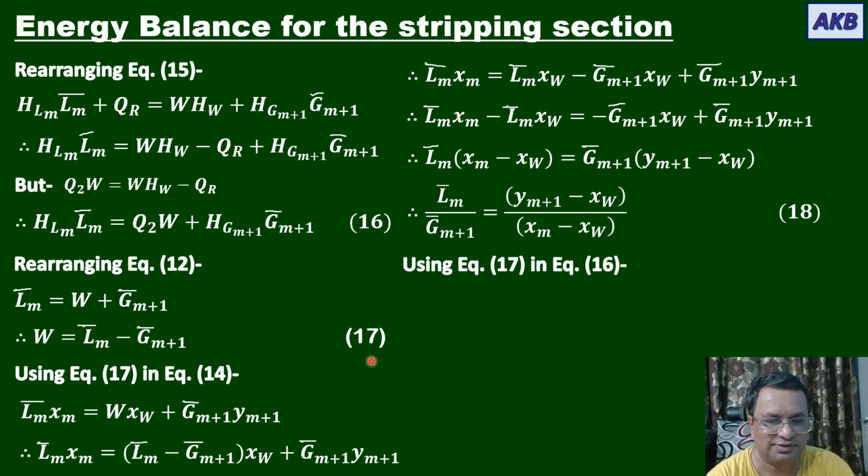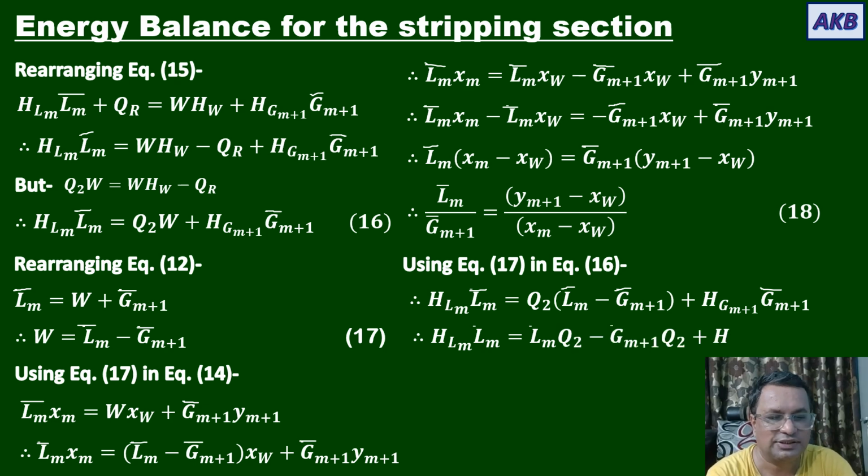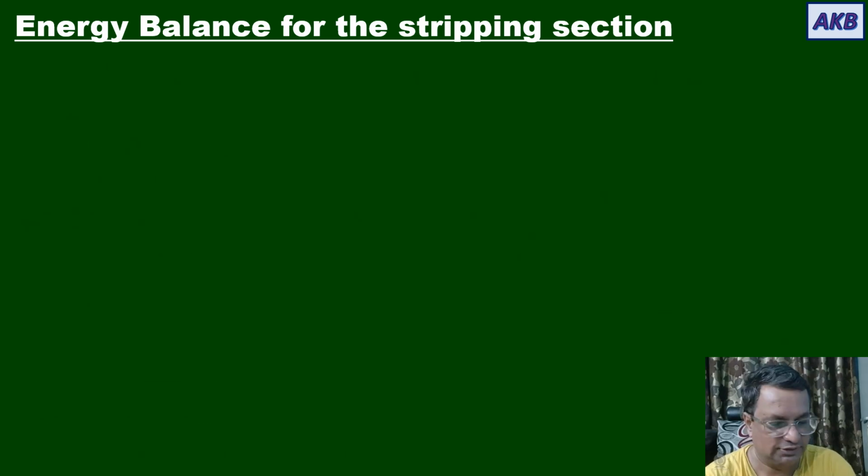Now the next task is we will be using equation 17 in equation 16. Sorry. So in place of W in equation 16 we will be using this equation. So it will be HLM into L bar M, that is equal to Q2 into L bar M minus G bar M plus 1 plus HGM plus 1 into G bar M plus 1. Okay, so in this way we will be getting this equation.